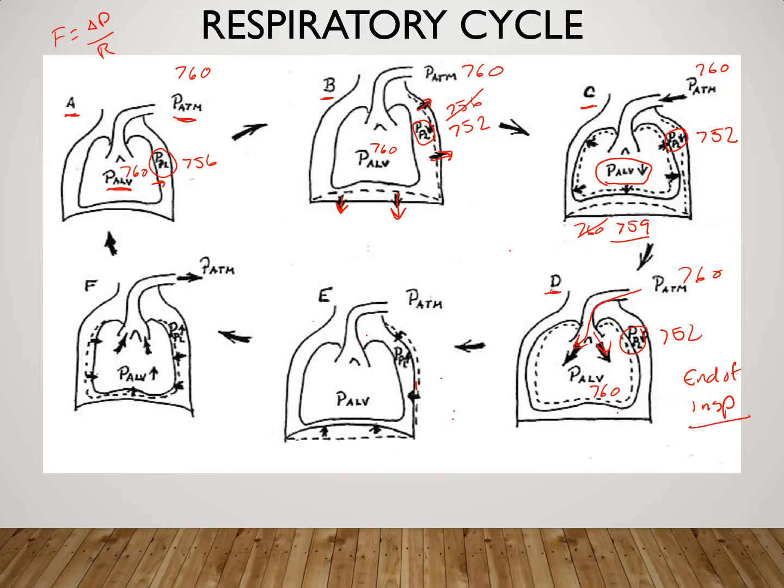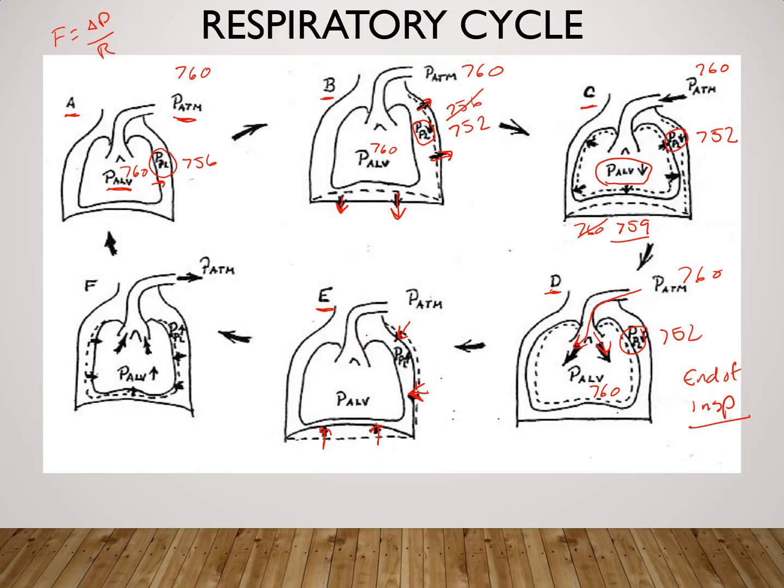So we breathe in, and as you breathe in, the air moves in. When you're done breathing in, at the end of inspiration, the atmospheric pressure is once again equal to the pressure inside the lungs. Now at point E is the start of expiration. So you see the arrows pointing inward. That's when the muscles are relaxing, no longer contracting. So the external intercostals and the diaphragm relax.